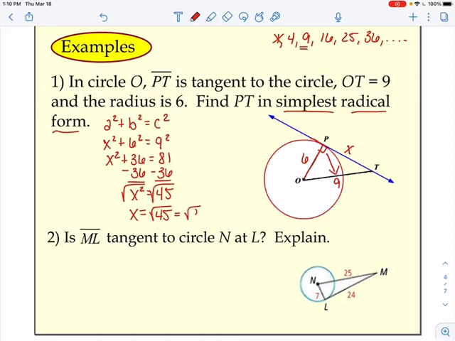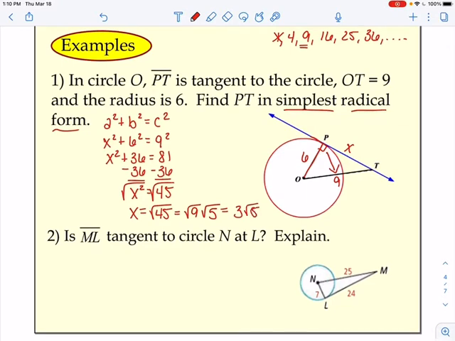So I'm going to break this down into radical 9 times radical what? 9 times what would give me 45? It would be 5. I know what the square root of 9 is though. It's 3, and then I'll tack on the radical 5. So 3 radical 5 is going to be your length of PT.